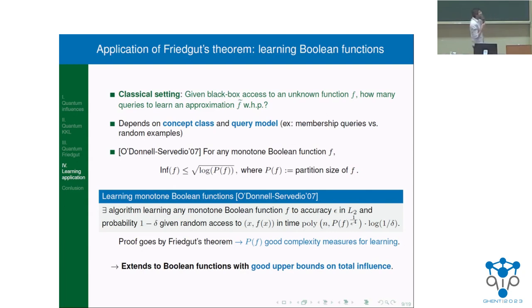I just want to point out one of them from 2007 by Servedio and coauthors. They could show that for monotone Boolean functions, the influence of that function can be upper bounded in terms of some other measure of complexity of the function, namely the square root of the logarithm of the partition size of the function. You can think of this as simply the minimal way you can divide your cube into subcubes where the function will be constant. And they use this together with the classical Friedgut theorem to show that there exists a learning algorithm for those monotone Boolean functions which outputs an L2 approximation with high probability, given random access to the function, in time that scales both polynomially in the number of bits at the input and polynomially with this partition size of the function.